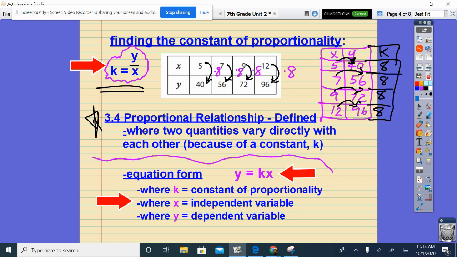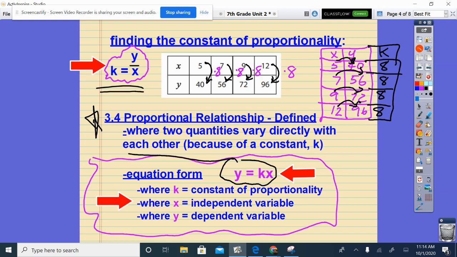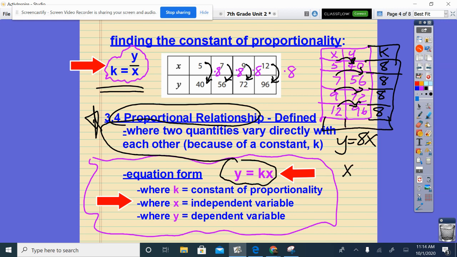This right here, ladies and gentlemen, please make sure you get this in your notes. This is the equation form for a proportional relationship. Right here. Y equals kx. Taking this example up here that we just did, we take y equals 8, our constant, times x. So if I add another row here, x is 100, and the k is 8, what would y be? Well, it'd be 8 times 100, or 800. Again, these are all equivalent ratios.